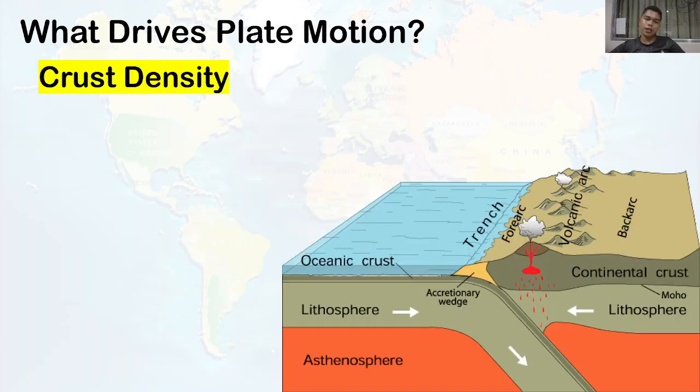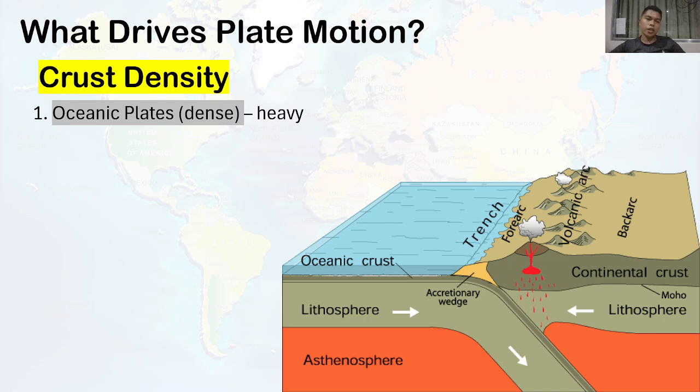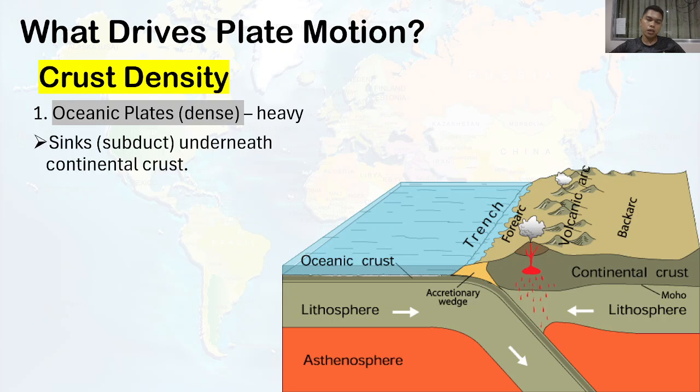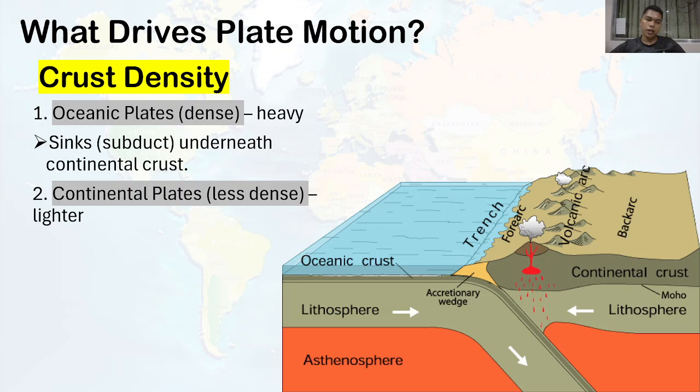Next is the crust density. The oceanic plates are very dense or heavy, so they sink, or subduct, underneath the continental crust. Continental plates are less dense and lighter, which is why they rise. While the oceanic plates subduct, the continental plates rise. This also happens when two plates move towards each other, and that is the convergent plate boundaries.